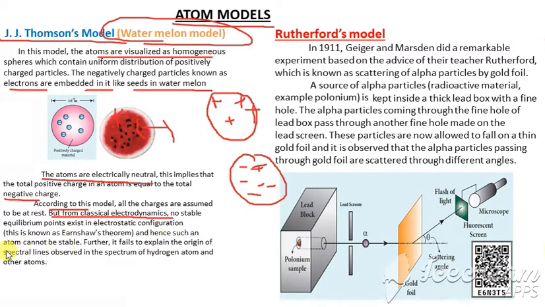Hence such an atom cannot be stable. So an atom cannot be stable. Further, it fails to explain the origin of spectral lines observed in the spectrum of the hydrogen atom.